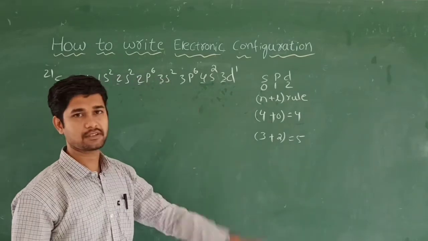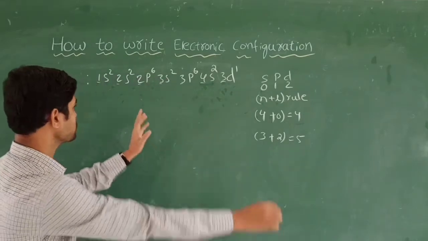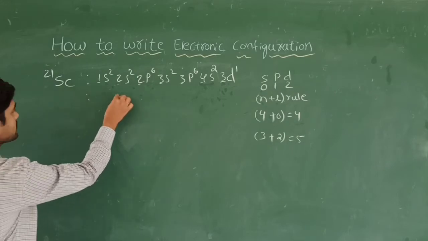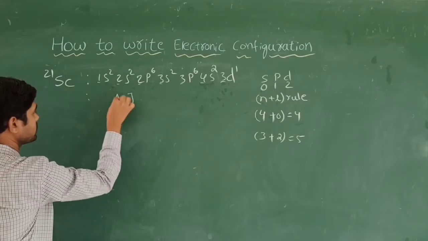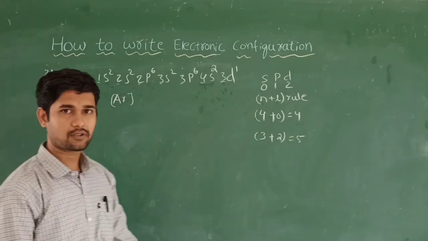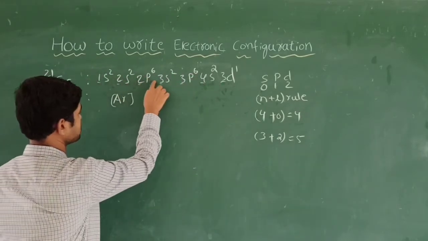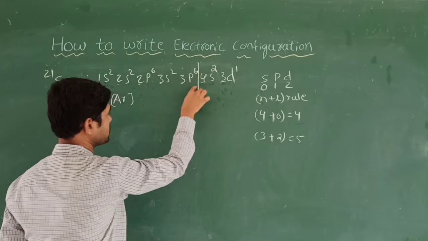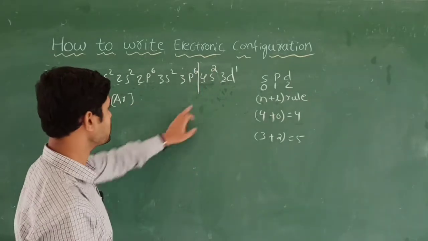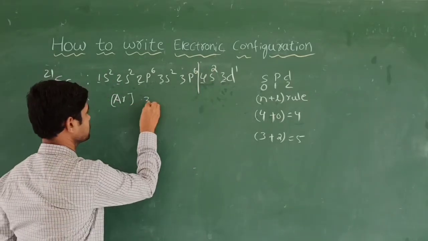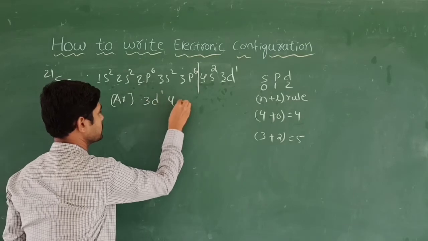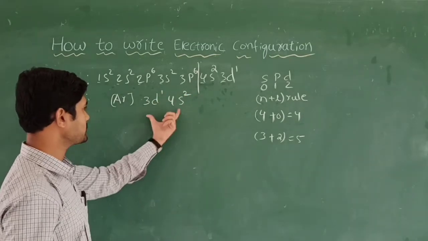But in the case of transition elements, what happens there? Instead of writing this, I am going to write argon, because you know that argon has 18 electrons and is also a stable element. So 1s2, 2s2, 2p6, 3s2, 3p6, up to here I write as argon, and the remaining I write as 3d1, 4s2. Why have I interchanged here?